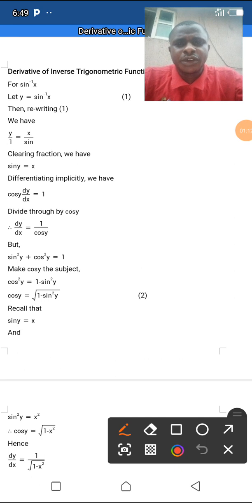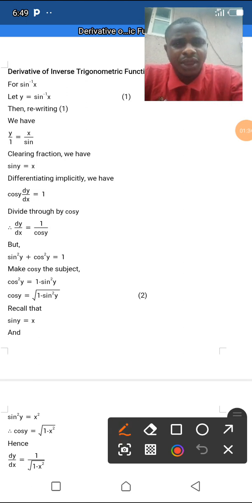If you have y equal to sine inverse of x, and you call it equation 1, rewriting this function, as you can see from here, writing equation 1, we have y over 1 equal to x over sine.